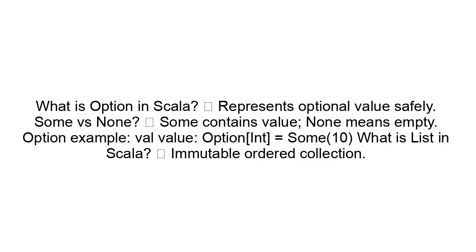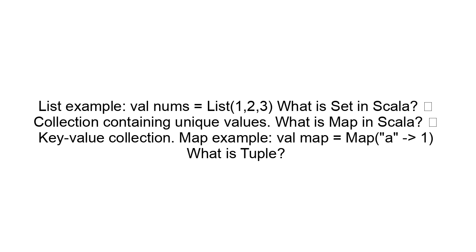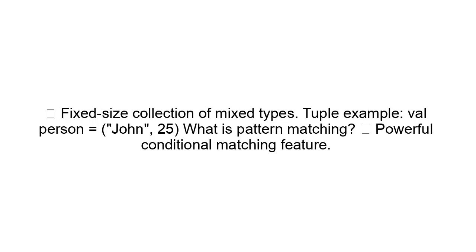What is List in Scala? List example: val nums = List(1, 2, 3). What is Set in Scala? Collection containing unique values. What is Map in Scala? Key-value collection. Map example: val map = Map("a" -> 1). What is Tuple? Fixed-size collection of mixed types. Tuple example: val person = ("John", 25).